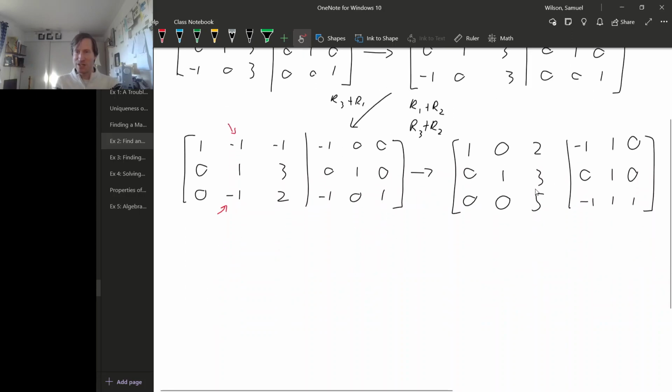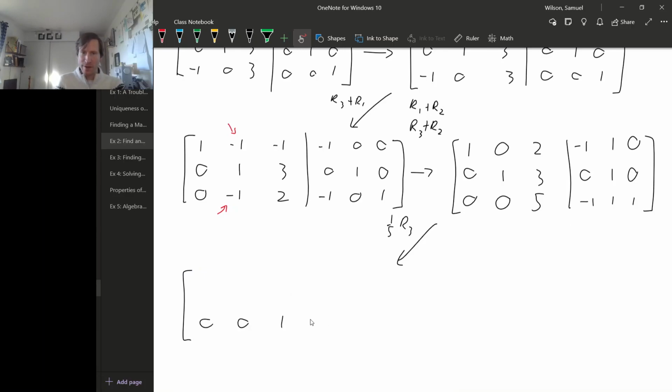Next, I guess we need to divide this row by 5. Divide last row by 5, so 0, 0, 1, minus 1 over 5, 1 over 5, 1 over 5. And then, let's see, 1, 1, 0, 0, 2, 3, minus 1, 0, 1, 1, 0, 0. Okay.